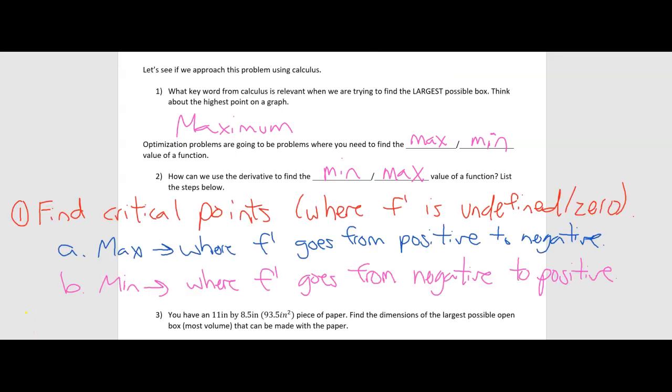All right, so I just put the steps up here. Obviously, first we're going to find the critical points where f prime is either undefined or equal to 0. And then we have two options, right? To look for a maximum or a relative maximum, we look for where f prime goes from positive to negative. For a relative minimum value, we look where f prime goes from negative to positive.